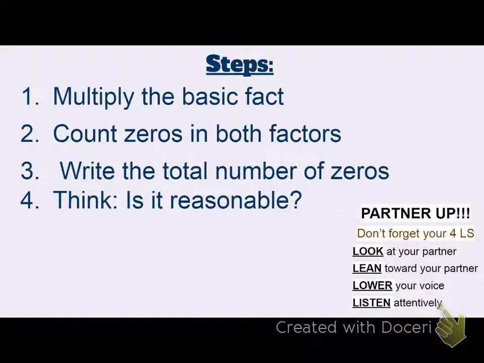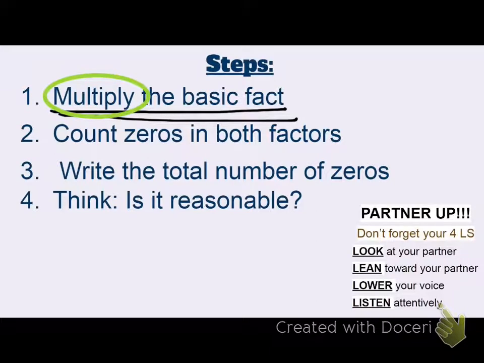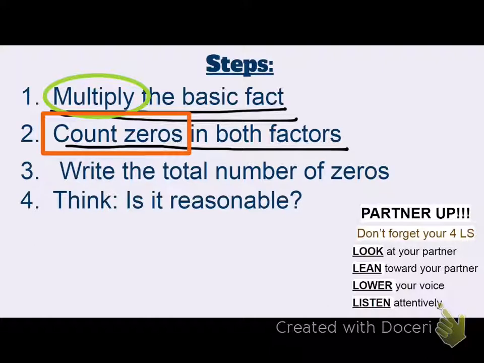All right, again, we're using those patterns to help us solve in our mind. Here's the steps that I think will help you with today's lesson. The first thing we're going to do is multiply the basic fact. So step 1, multiply. Step 2, after we multiply, we're going to count the zeros in both factors. So 1, multiply. 2, let's count those zeros. Step 3, we get to write the total number of zeros.